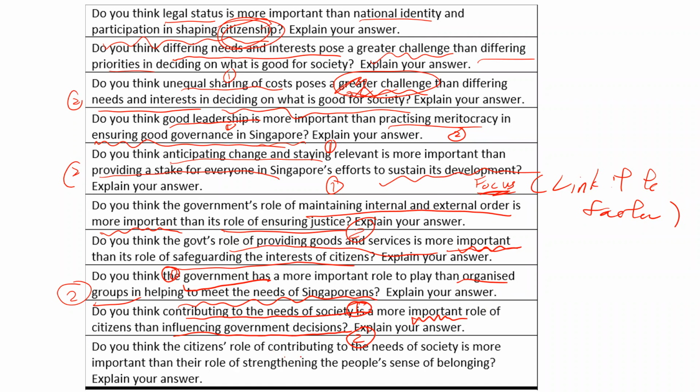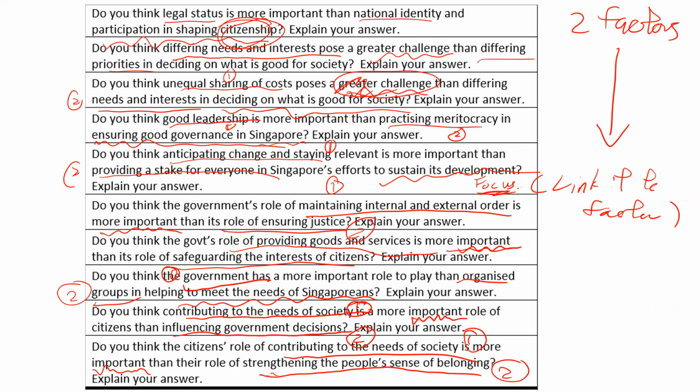Is contributing to the needs of society more important or strengthening people's sense of belonging? So factor one, contributing to the needs of society, factor two, sense of belonging. Which one is important? How are they important? So one paragraph each. So these are many. Of course, there are a lot of sample essay questions in the way they can be phrased, but basically I'm trying to show you from this page that it's always two factors. And how can we link it to the focus? How can we link it to the question focus? So two paragraphs, each paragraph telling me how it links to the focus.